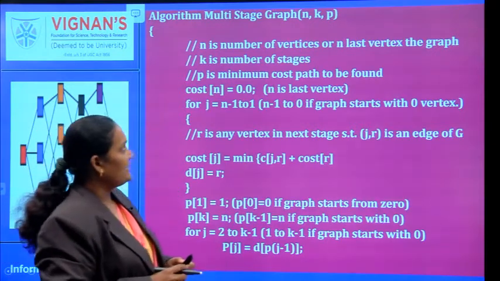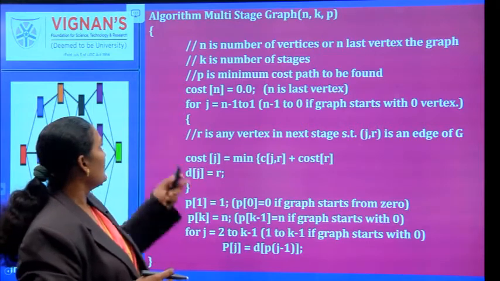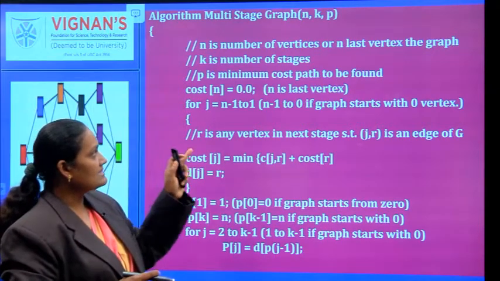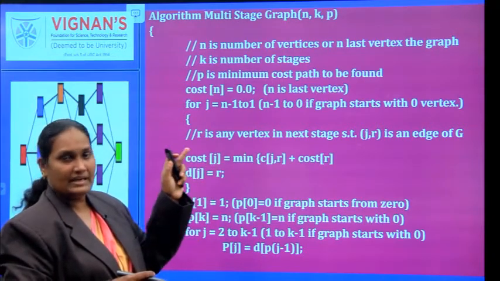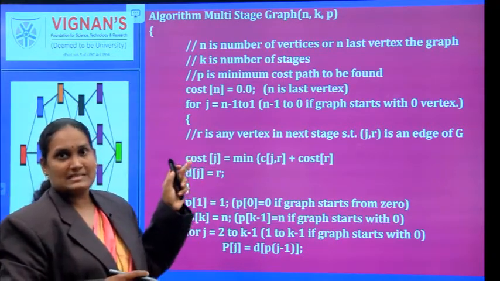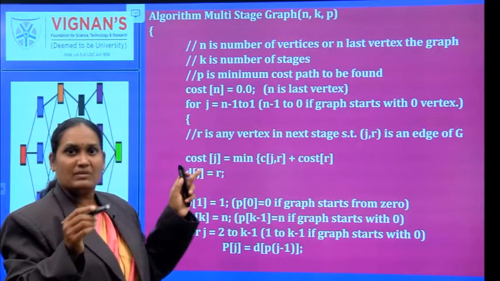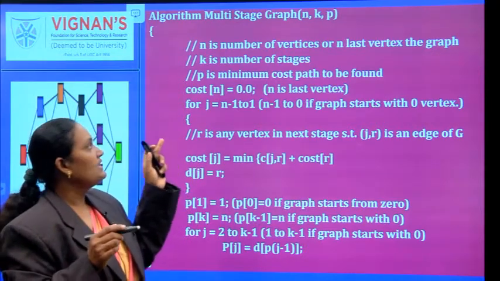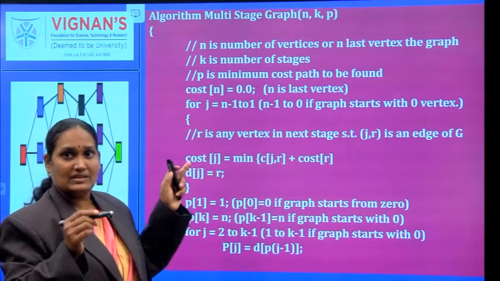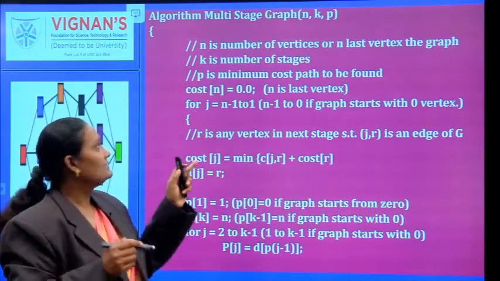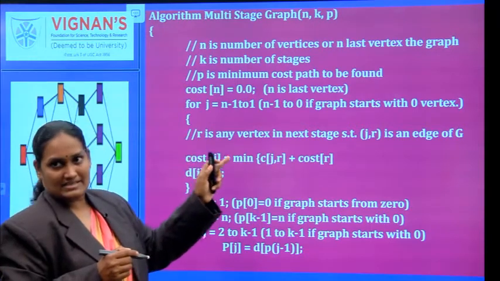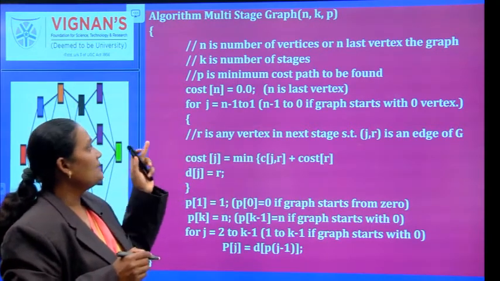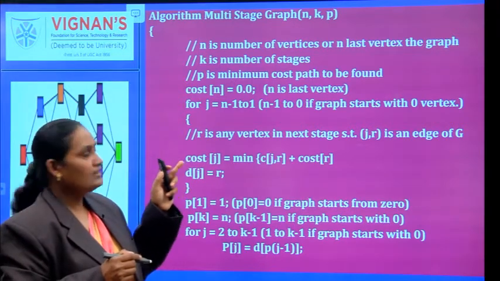Algorithm multi-stage graph N K P. Here what is N? N is the number of vertices or N is the last vertex in the graph. Here, if your graph starts with the vertex number 1, in that case, N is considered as number of vertices. If your graph starts with the vertex named 0, then N is the last vertex in the graph. K is number of stages and P is minimum cost path that should be found.